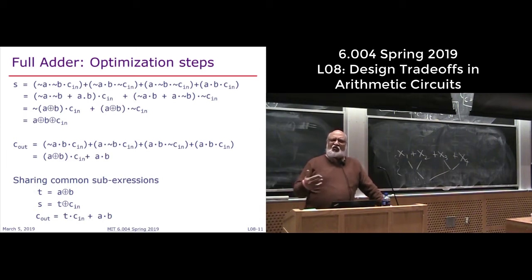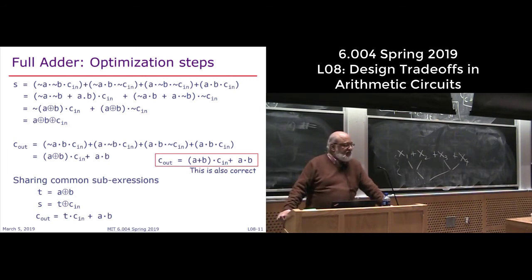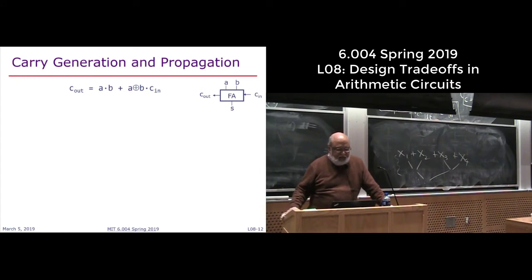There is a reason why I am spending so much time on the full adder. Because all the insights for the carry-lookahead adder actually come from the full adder. What can we do? How can I combine it so that I can propagate the carries faster? This is just an aside: if instead of using exclusive OR here, I had used A plus B, that is also correct. You can verify that by drawing the Boolean picture for it.